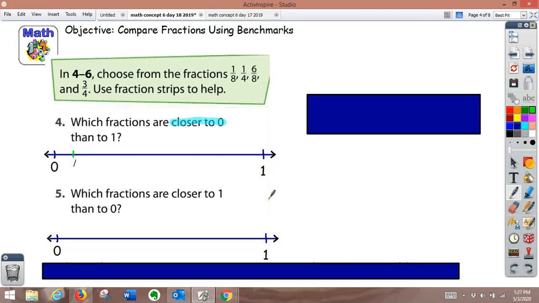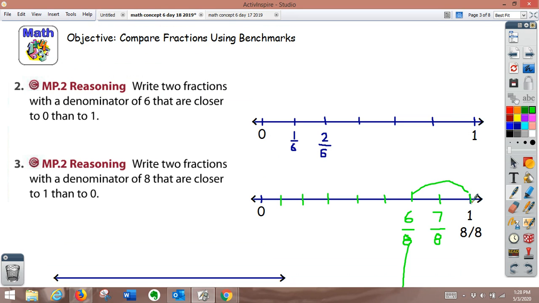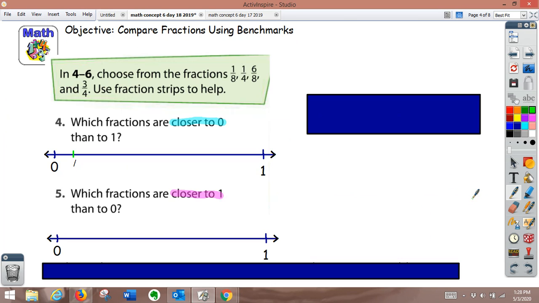Which fractions are closer to 1? Now they're changing it on us. They want to know closer to 1 than to 0. So I'm looking up here and I know it can't be 1/8. 1/8 is almost 0. 1/4, that's real close to 0. That's going to be down here. But 6/8 has got to be way over here, because 7/8, 8/8, that's almost a whole, isn't it? 6/8, 7/8, it's almost a whole. It's very close to 1.